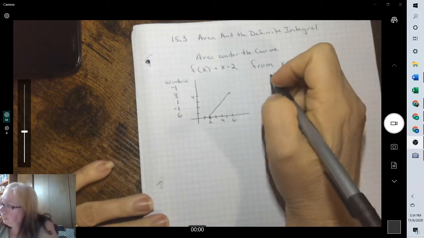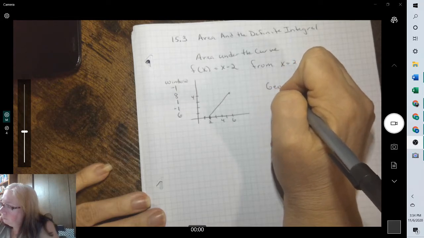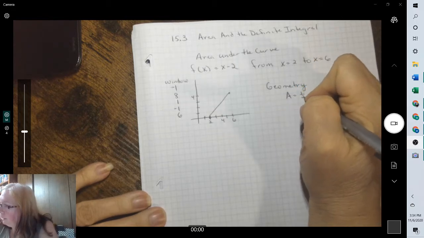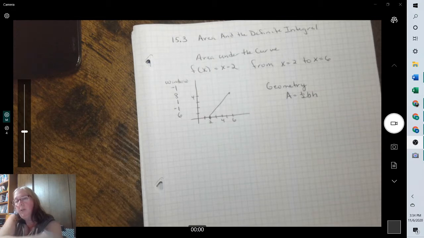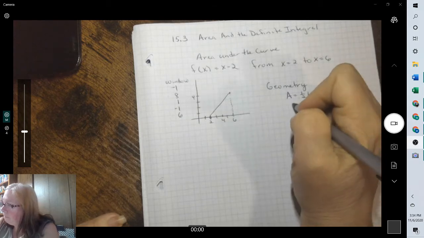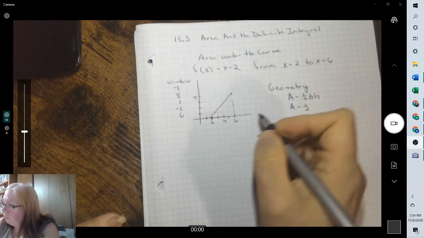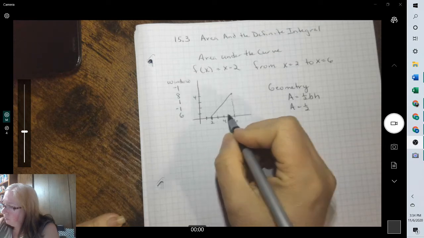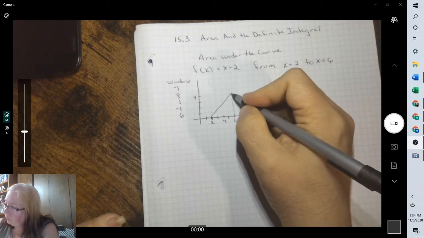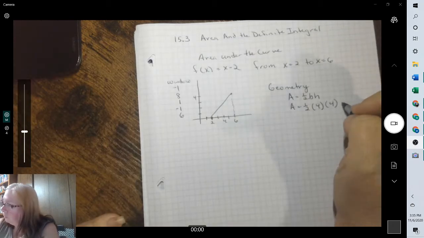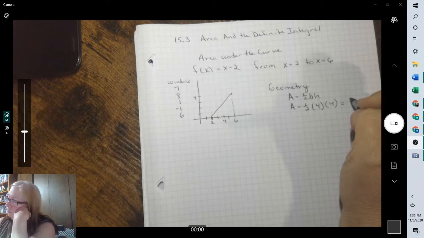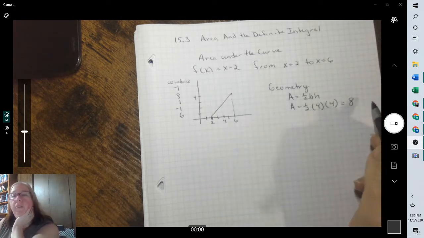One way of doing that is using geometry. One half base times height, because that's the area of a triangle, and we have a triangle. So we have 1/2 our base, 4, and our height, 4. That gives us 8. So the area under the curve is 8.